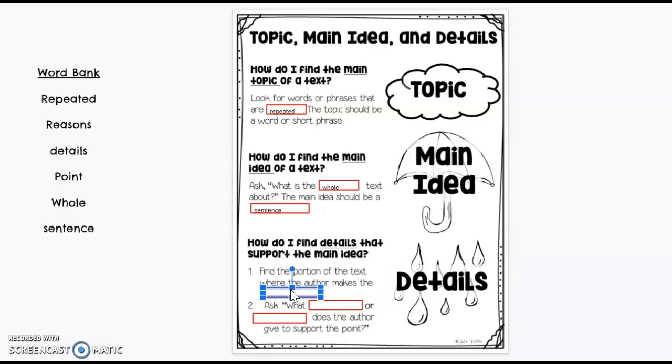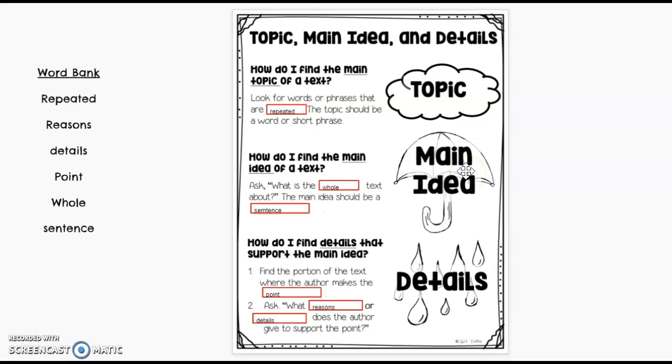All right? He's going to make a point. Ask what reasons or details does the author give to support the point? Okay, so that's what the details is about. The point is what the main idea of the passage is about. So this right here is how we're going to separate the difference between the main topic, the main idea, and then details that support the main idea.